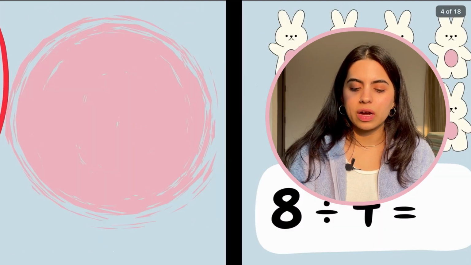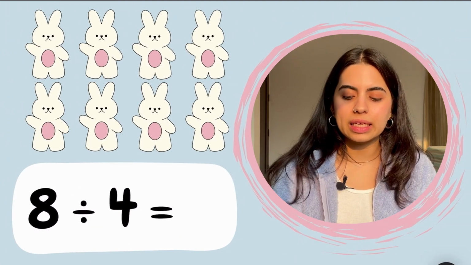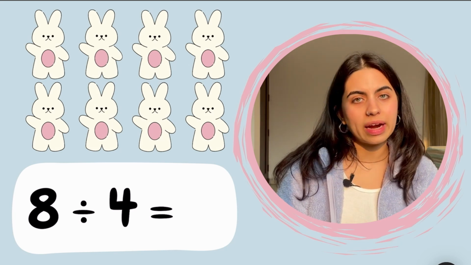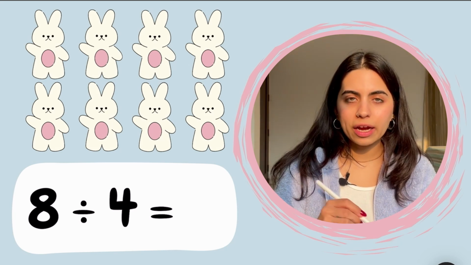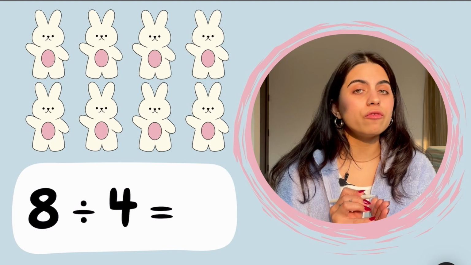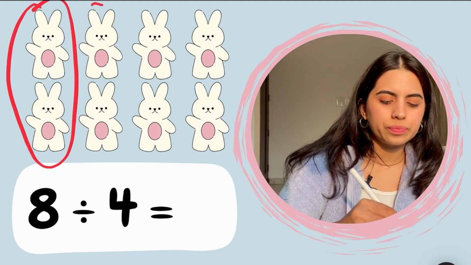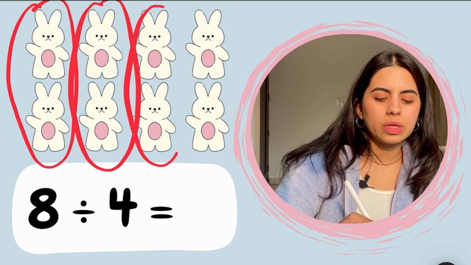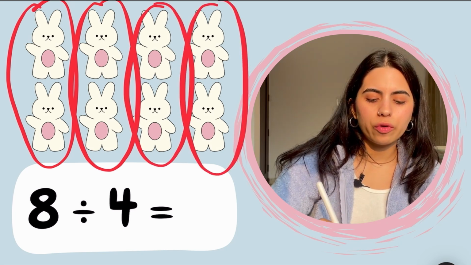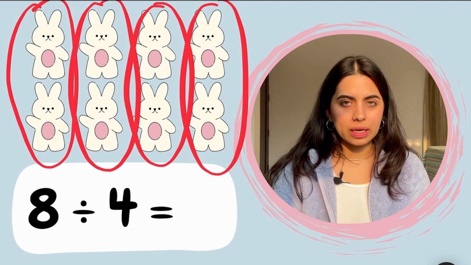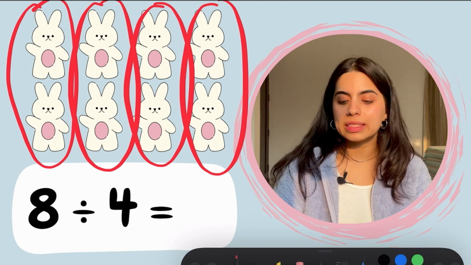Let us solve another question and see if you are able to do it. Next question is 8 divided by 4. So 8 of these bunnies to be divided in 4 equal groups. So 1, 2, 3, 4. We have 4 groups and they are divided equally. Now you might wonder, can I do the grouping in some other way?